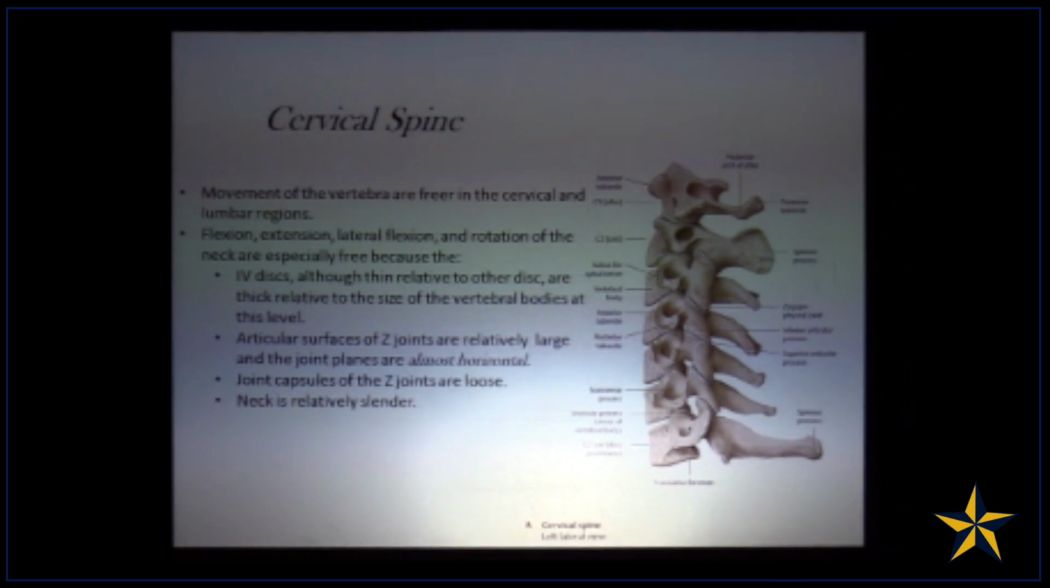There's the Z-joints right there. That's where the IVD is, the body, and there are the Z-joints, almost horizontal. In this region, the reason why there's so much movement is the joint capsules of the Z-joints are loose, and the neck is relatively slender.